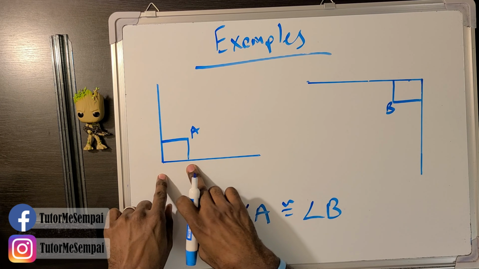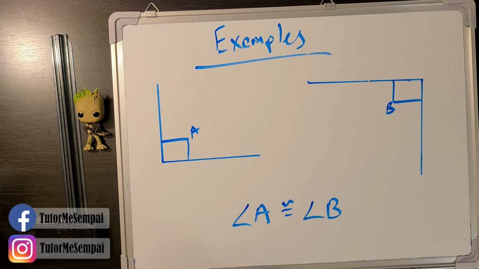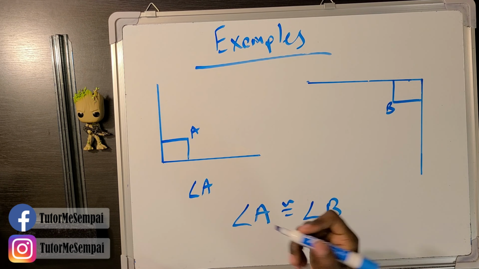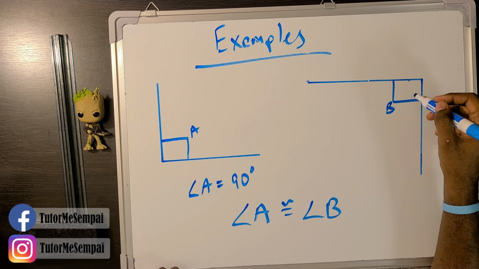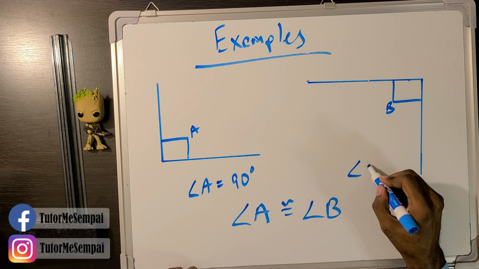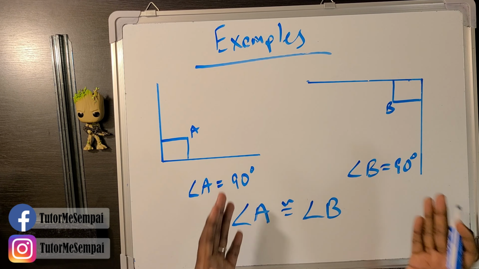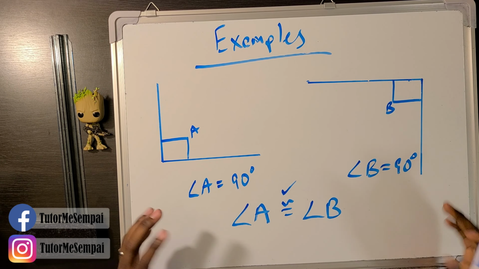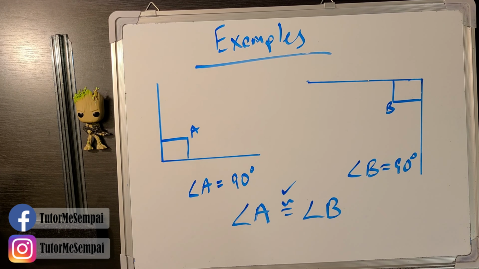We know because this drawn out notation actually means that this is a right angle. And we know that right angles, so angle A being a right angle, always have 90 degrees. This over here says the same thing. This box means that this is a right angle, so angle B is 90 degrees. Therefore, they have the same measure, thus they are congruent. Also, note the orientations of the angles do not matter. It's just the measure.